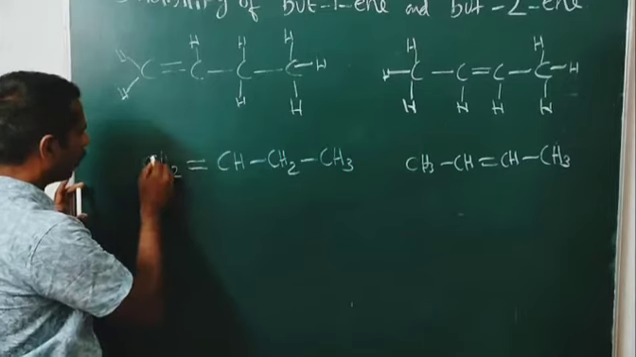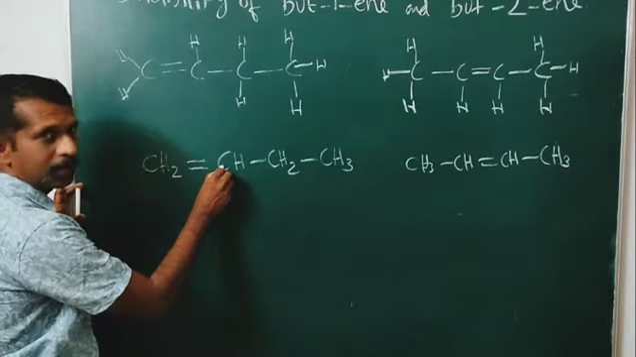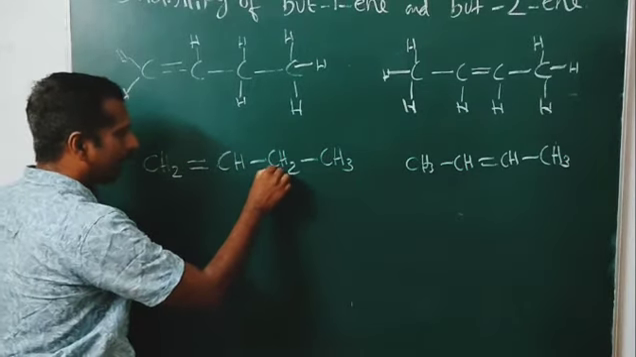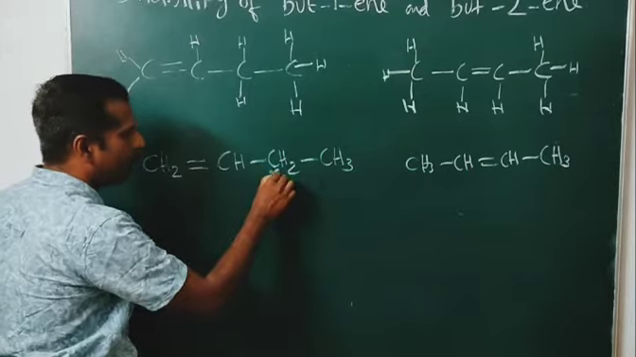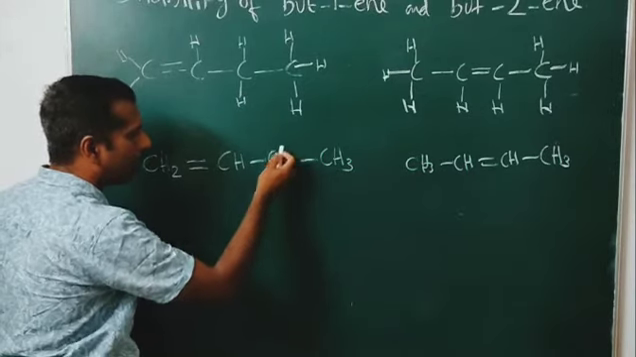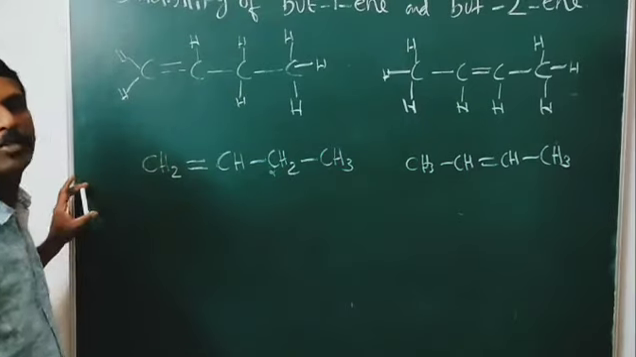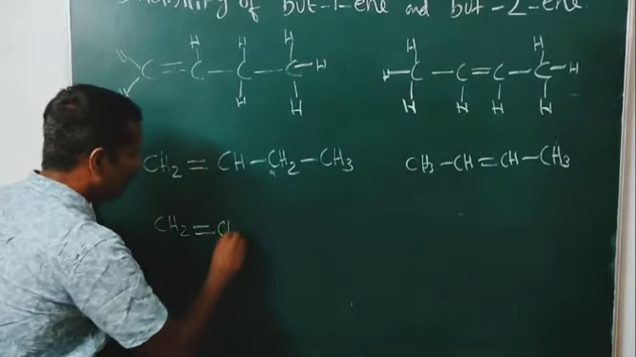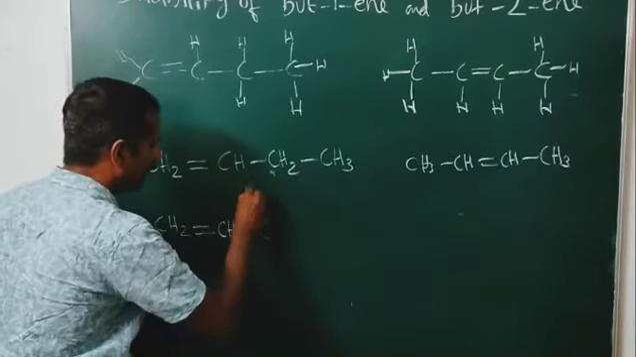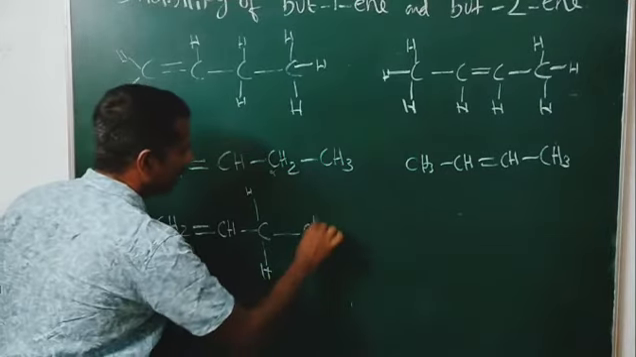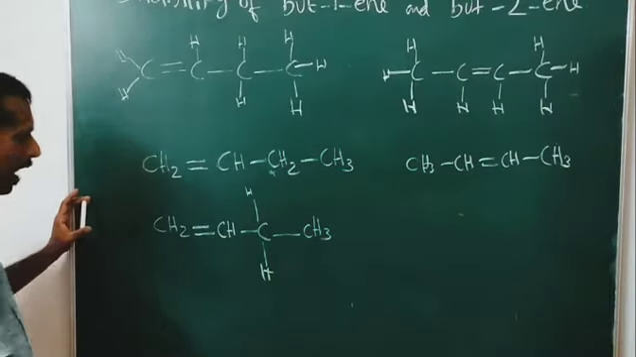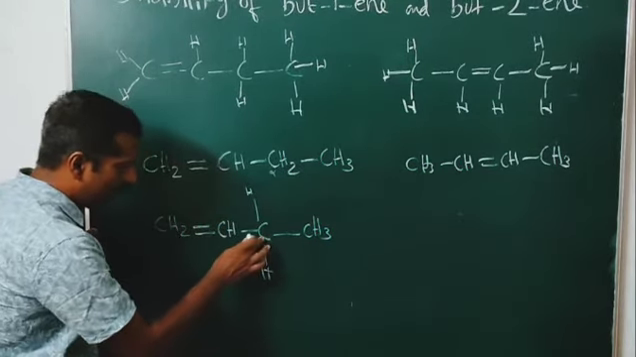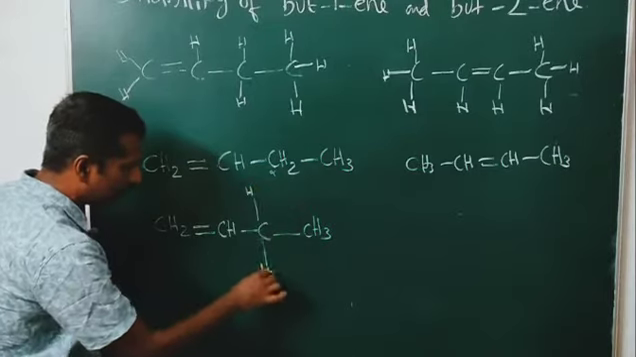Here are the double bonded carbons, this carbon and this carbon. The carbon attached to the double bonded carbon is the alpha carbon, and in the alpha carbon how many alpha hydrogen atoms are there? 2 alpha hydrogen atoms. So how do you write it? CH2=CH-C, and here H, here H, and here CH3. Clear? The carbon attached to a double bonded carbon is the alpha carbon, and in it there are 2 alpha hydrogen atoms.